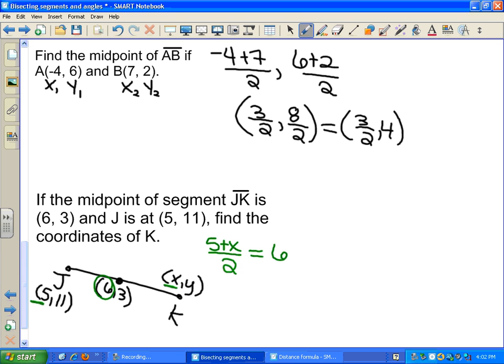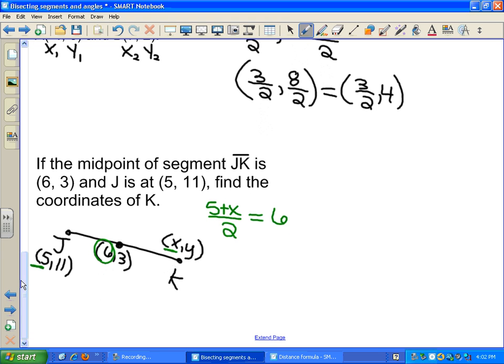My solution should be the x value of my midpoint, which is 6. Now thinking about the y's, if I were going to find the midpoint of JK, I would take 11, and I would add y, and I would divide it by 2, and what I should get out of that answer is 3. So now I'm going to solve each of these equations.